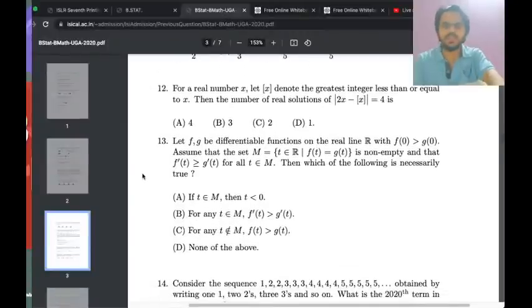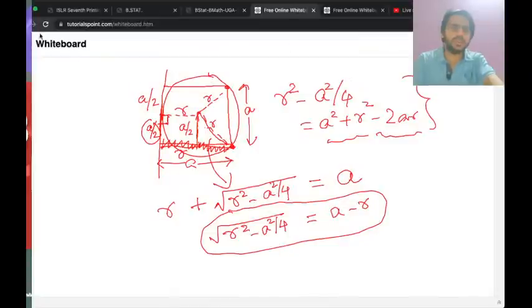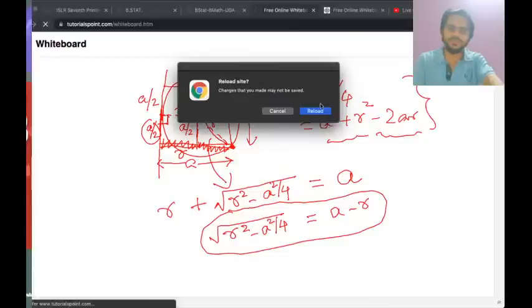So the next question is about the greatest integer function, the integral part which I was saying in the previous one or two questions back. So for any real number x, let this denote the GIF, or your greatest integer function, or simply the integral part. The number of solutions to this is, okay, let's look at this. It's a very interesting question. So let me just reload this.